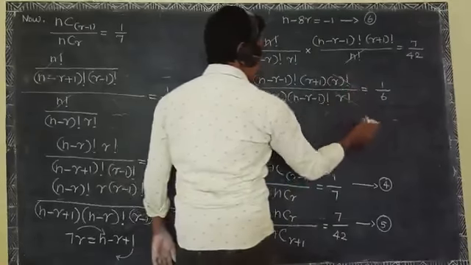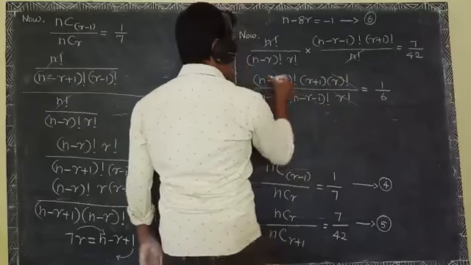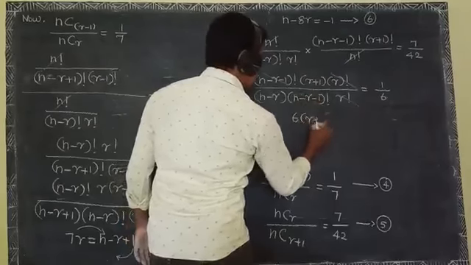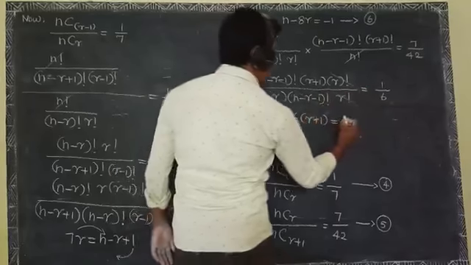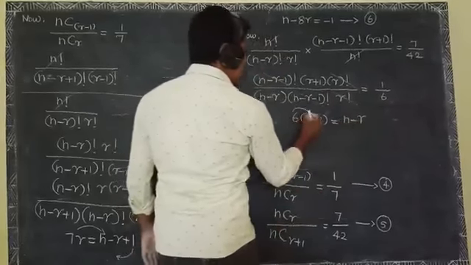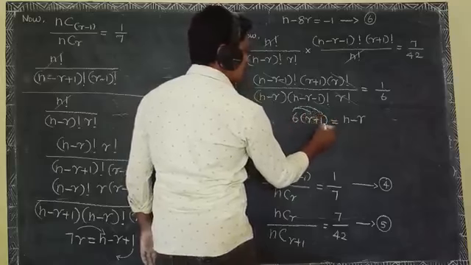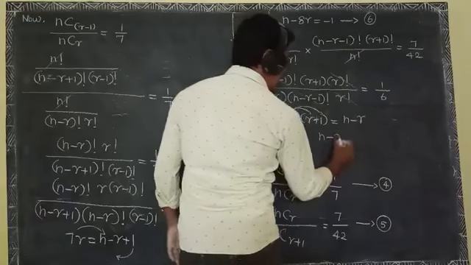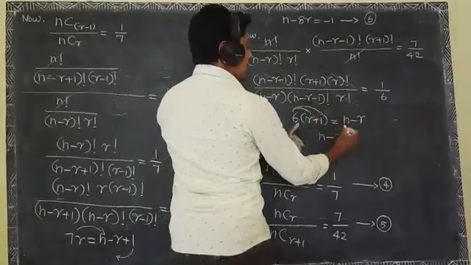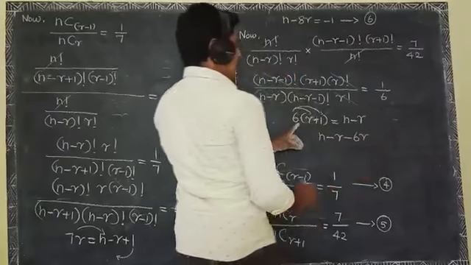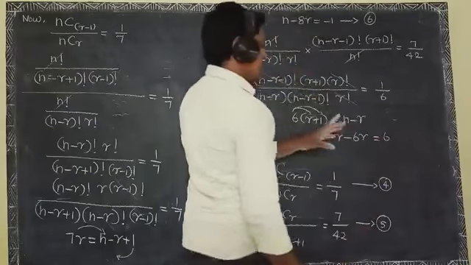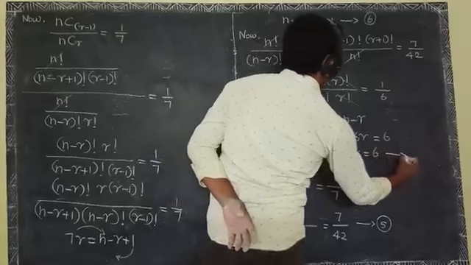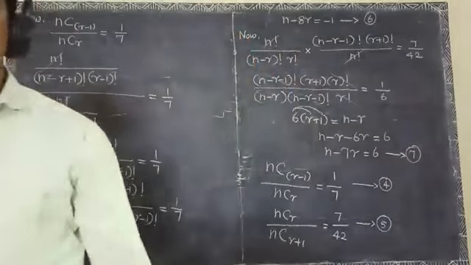Here r factorial cancels, and (n minus r minus 1) factorial cancels. Using cross multiplication, that is 6 into (r plus 1) equals 1 times (n minus r). 6 times gives 6r plus 6. Then n minus r, with 6r going to the right hand side, that is minus 6r, which is equal to 6. Simplify, that is n minus 7r equals 6. This is equation number 7.